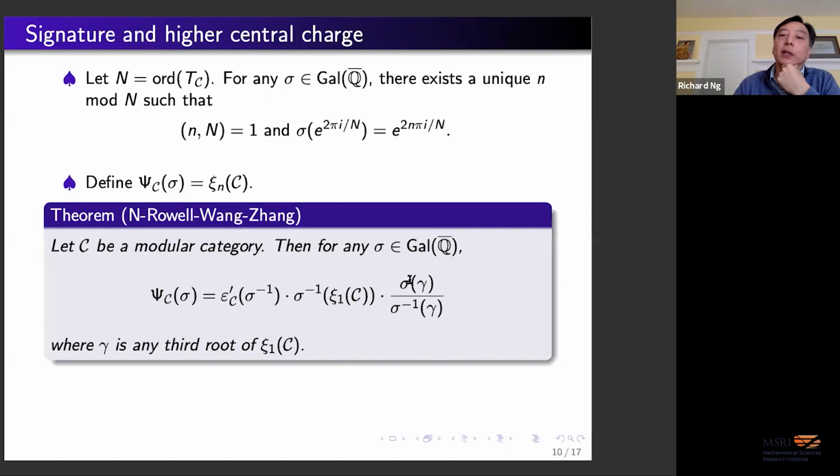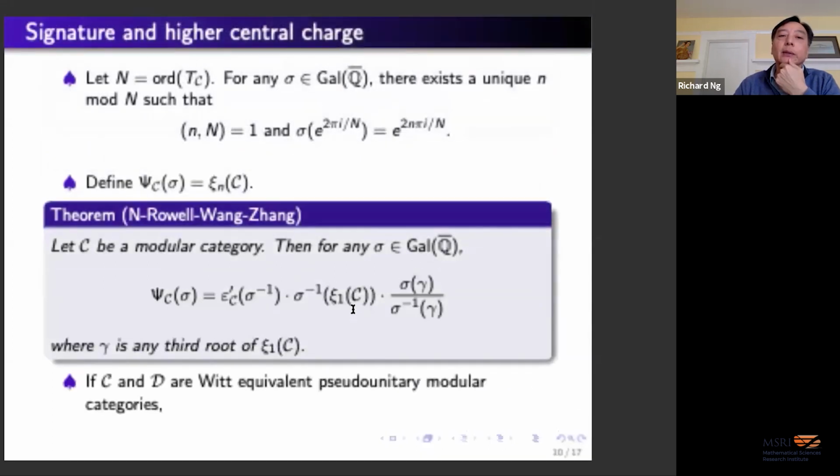Any third root. But when you take the quotient, this is a well-defined number. No matter which gamma you choose, you get the same number. So what is that? This is actually the twist of the object of the Galois permutation of sigma of 1. So actually, there's a special meaning for this quotient. But you can see that the third factor just depends on sigma, and also the first central charge.